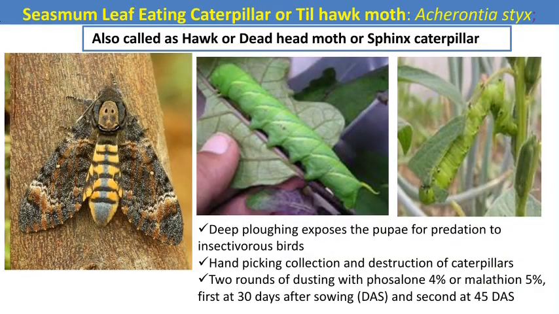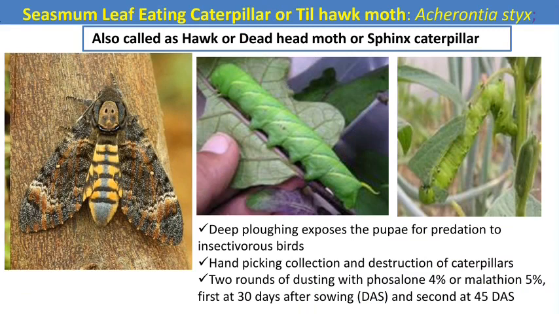Next is the sesamum leaf-eating caterpillar, also called the teak hawk moth. The species is Acherontia styx, also called the death's head moth or sphinx caterpillar. In this slide, we can see the caterpillar. It is a very voracious feeder. They completely feed on the leaves from the margin up to the midribs, and in case of severe infestation, complete defoliation of the plant occurs.